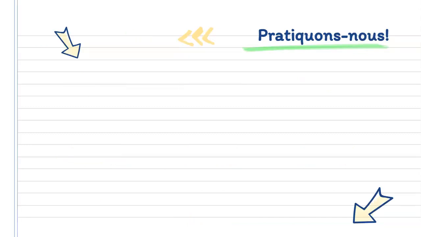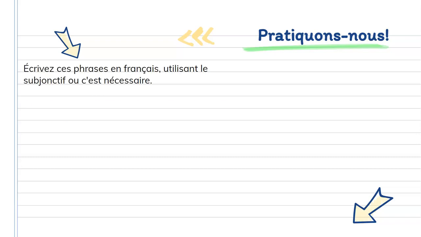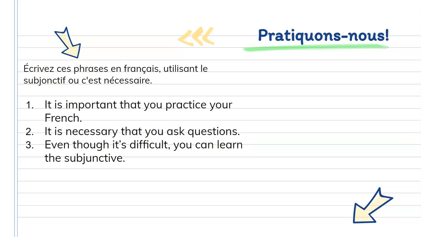So let's do some practice, test what you are able to do. I'll give you 3 sentences in English. Pause the video and see how you could write these out in the subjunctive where necessary. So step 1 is to decide, do you need to have the subjunctive? Step 2 is to write it in the subjunctive if needed. So we've got 3 sentences. It is important that you practice your French. It is necessary that you ask questions. And even though it's difficult, you can learn the subjunctive. So go ahead and pause and come back when you're ready to see the answers.